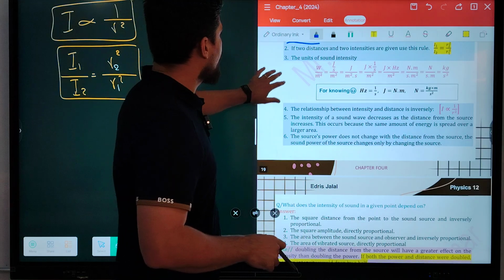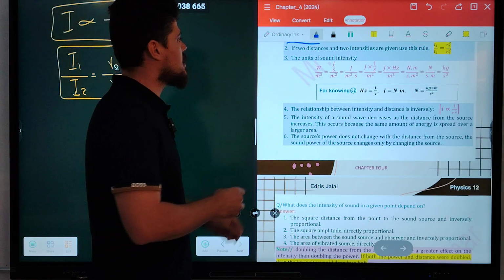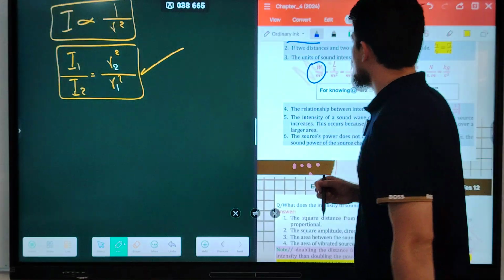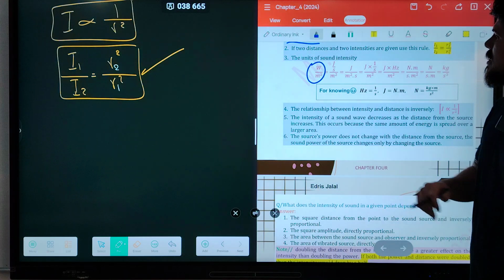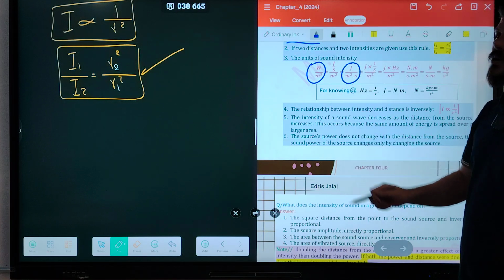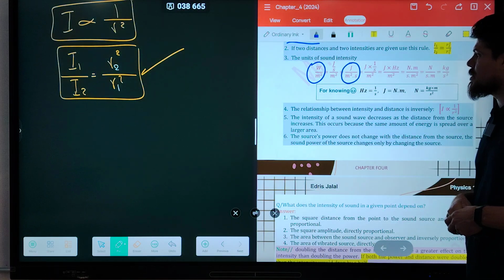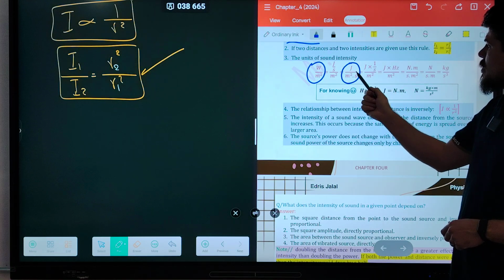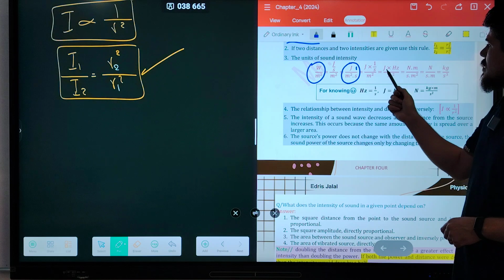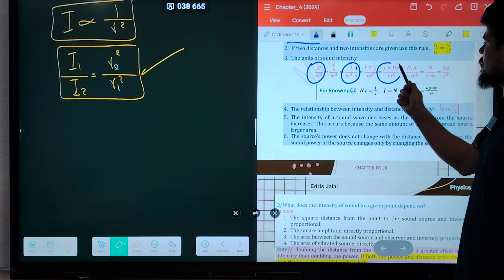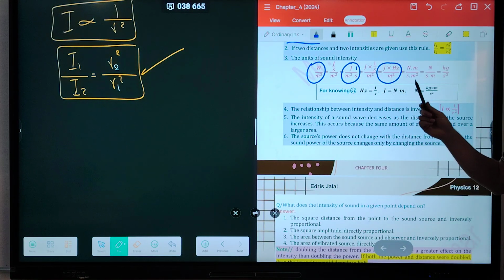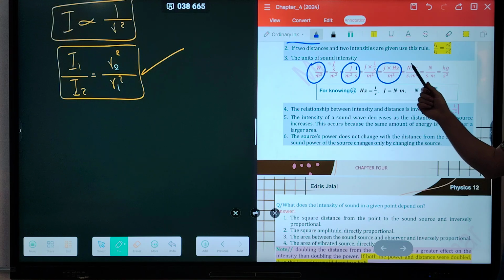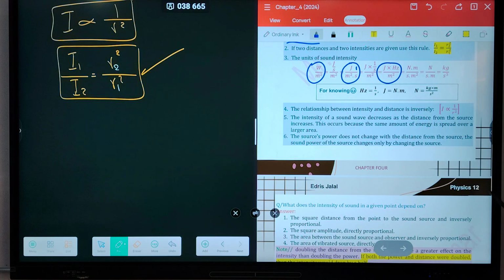Okay? The units of the sound intensity, as I proved for you: the main unit of intensity is watt per meter square, and you can also express the unit of sound intensity as joule over meter square second. So 1 over second is equal to hertz, and you can write joule hertz over meter square. Also, you can write Newton meter instead of joule. Hertz is equal to 1 over second, so Newton meter over second meter square.